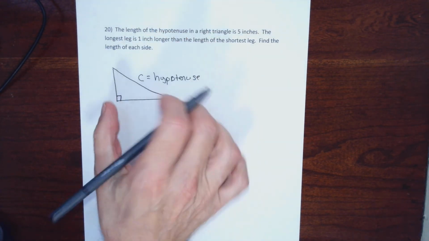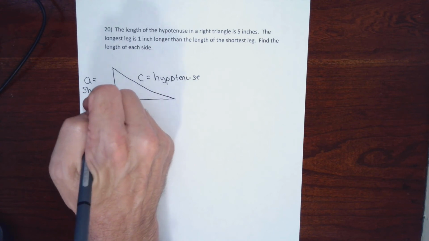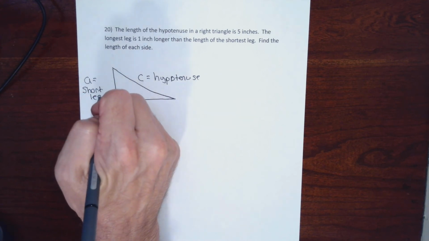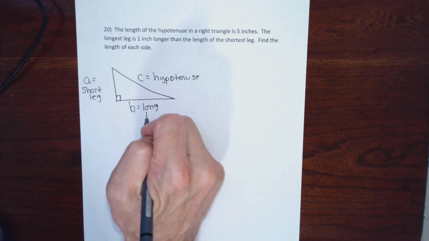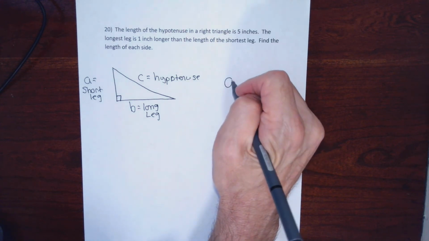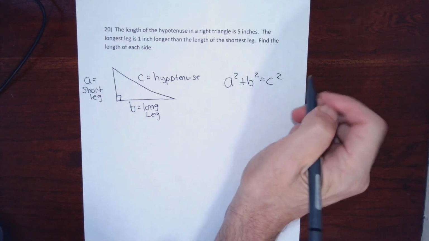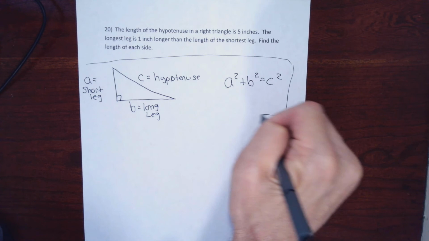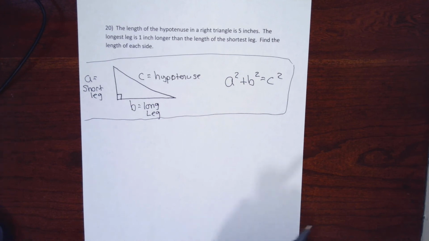And then the legs, there's a short leg. I often draw it up and down, but it doesn't really matter. And there's a long leg. I usually make the short leg A and the long leg B. And anytime I'm working with right triangles, I think I'm going to use the Pythagorean Theorem of a squared plus b squared equals c squared. So even without reading the problem, if we're doing a problem about a right triangle, these are all important knowledge I need to have before I jump into the problem.